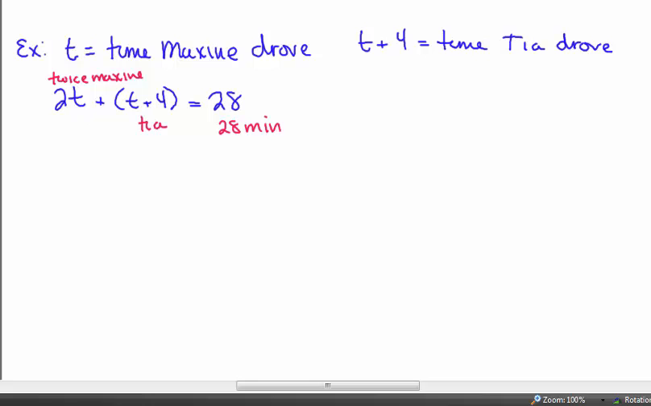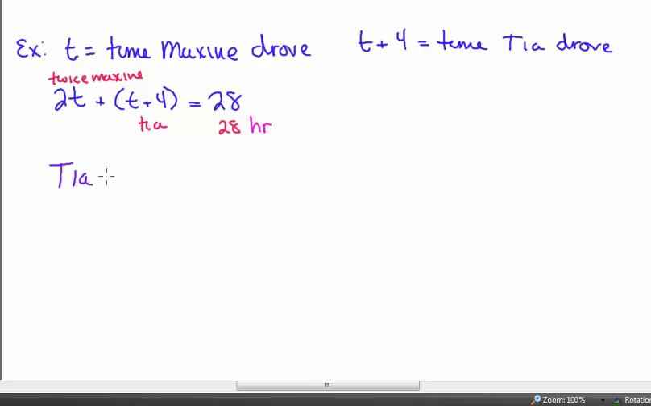So we can just write any kind of problem with this. Not minutes, sorry, it's hours. Well, at least according to this, it actually doesn't say. So we could call it minutes if we want to, or we can call it hours. It makes more sense actually to call it hours. All right, so let's look at this for a second. We have twice Maxine plus Tia is equal to 28 hours.